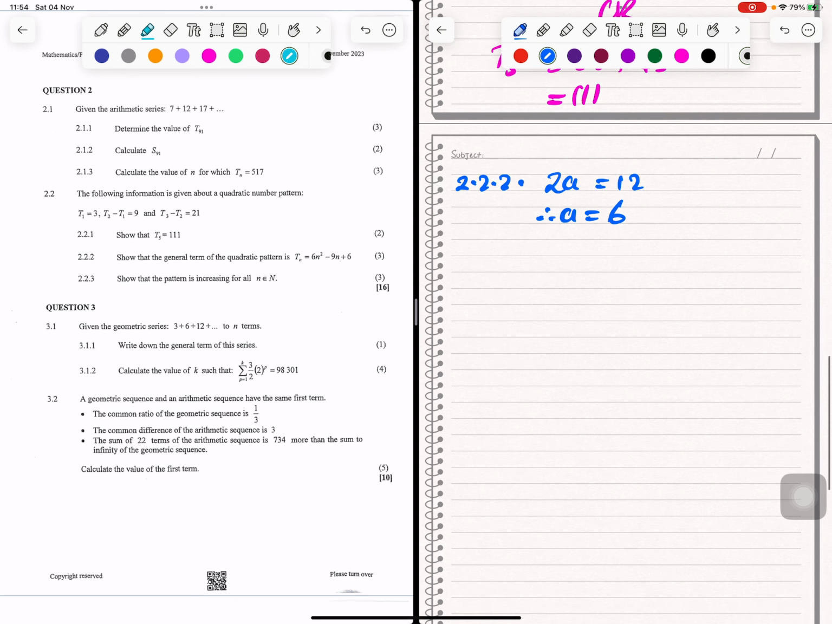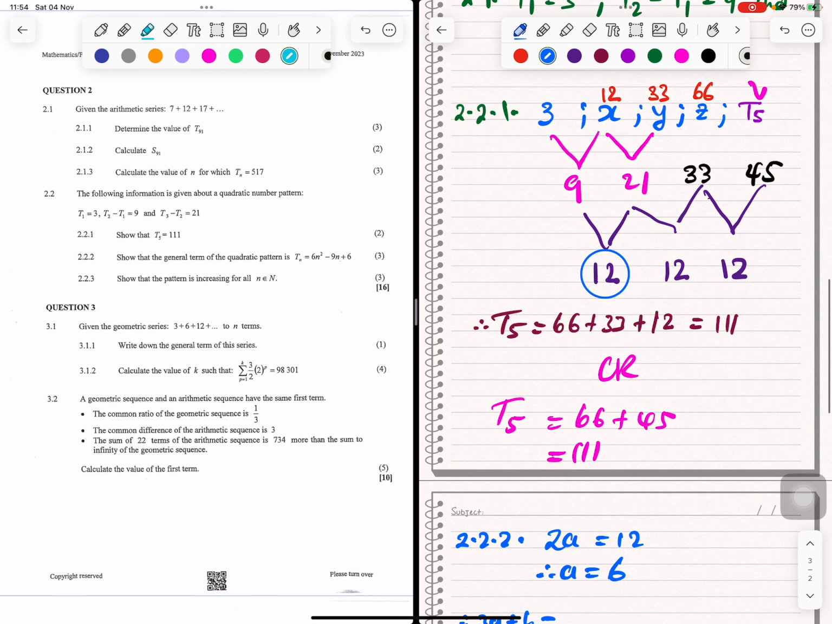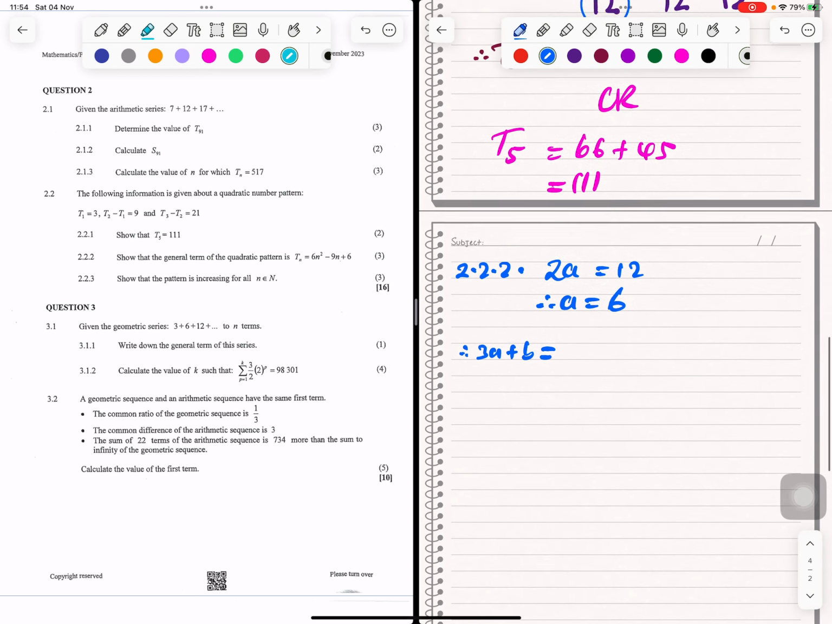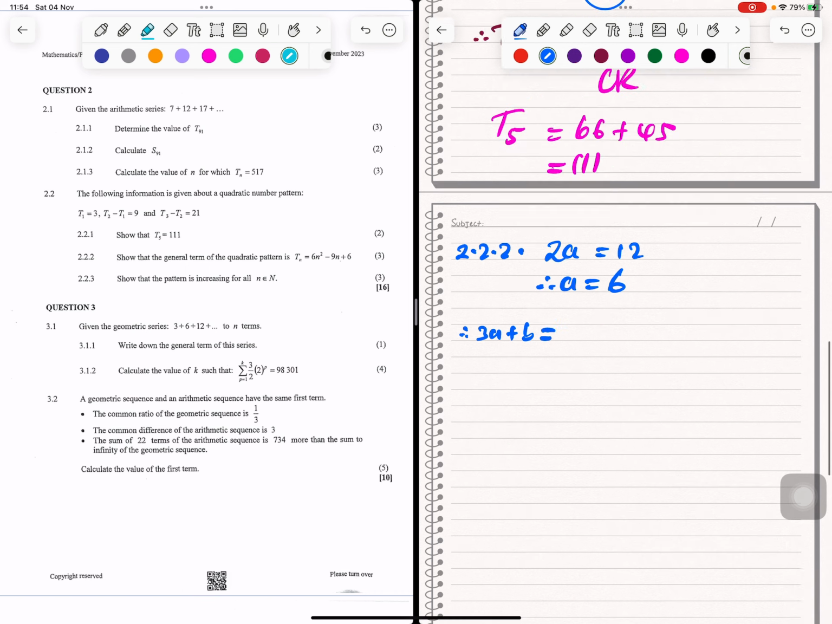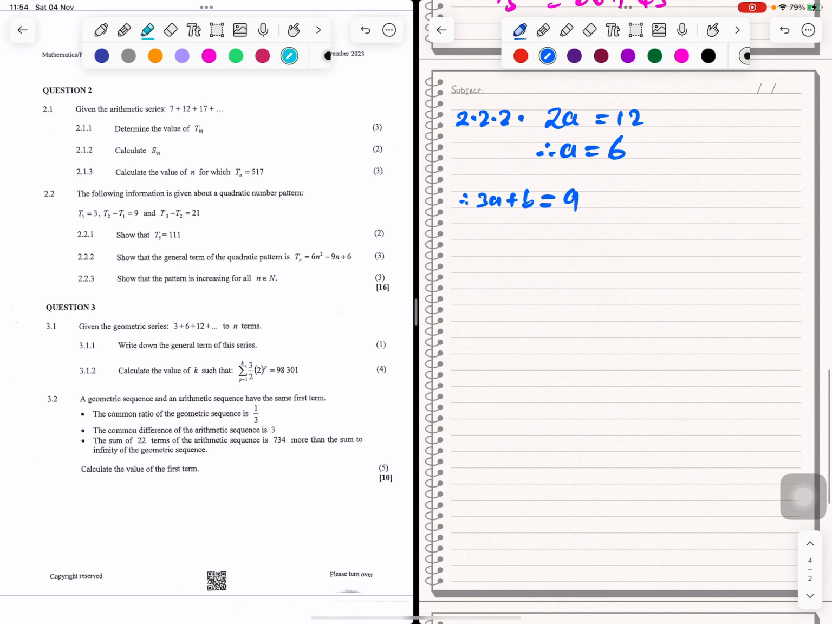Okay, and then now 3a plus b must be equal to the first term of the first difference. In this case, that is 9. So I'm going to put a 9 there. Therefore, 3 times a, which is 6, plus b is equal to 9. Therefore, b is equal to 9 minus 18, so that is going to give you negative 9.